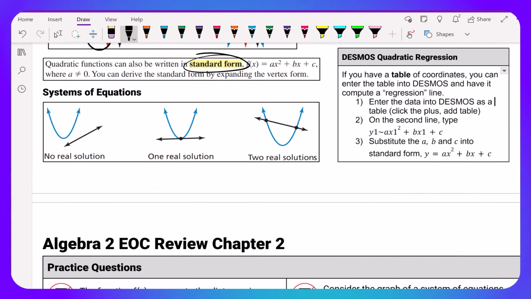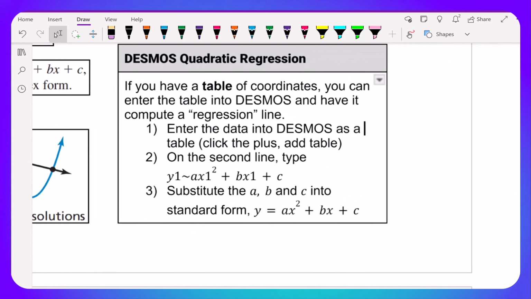If you were going to run a quadratic regression with Desmos, it's going to be the same as in Chapter 1. You're going to go to Desmos, click on the plus sign, and enter your table of values. But you do have to type in a lot more in your formula. It says y1 tilde a x1 squared, and then you have to do b x1 plus c. But this time it's going to give you a, b, and c because it is a quadratic regression, and it will give you something in standard form.